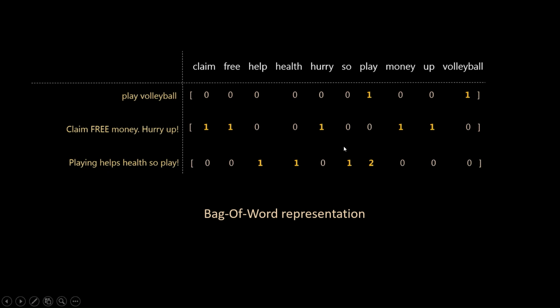And the second thing is, we cannot capture the meaningful relationship between any words in this document. In this representation, this cannot be captured. These are the limitations of this bag of word representation.